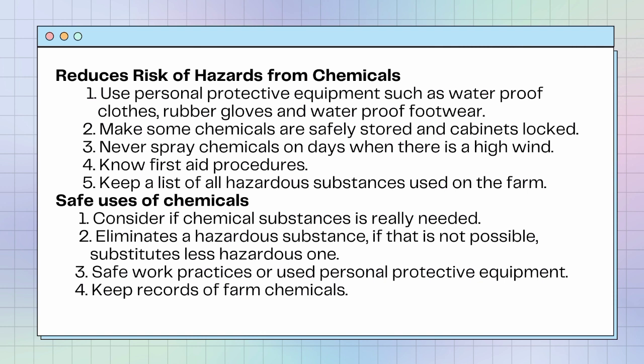Safe uses of chemicals. Number 1. Consider if chemical substances are really needed. Number 2. Eliminate a hazardous substance. If that is not possible, substitute less hazardous ones. Number 3. Use safe work practices or personal protective equipment. Number 4. Keep records of farm chemicals.